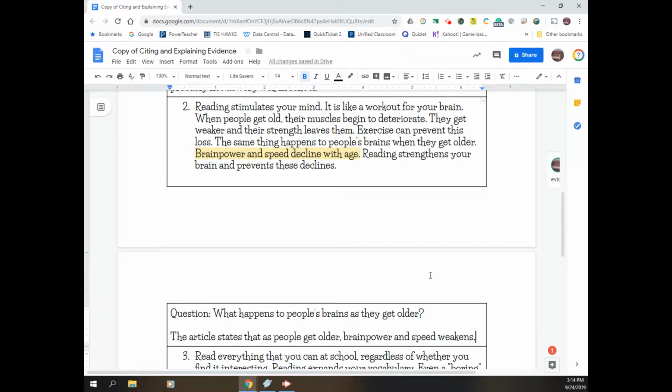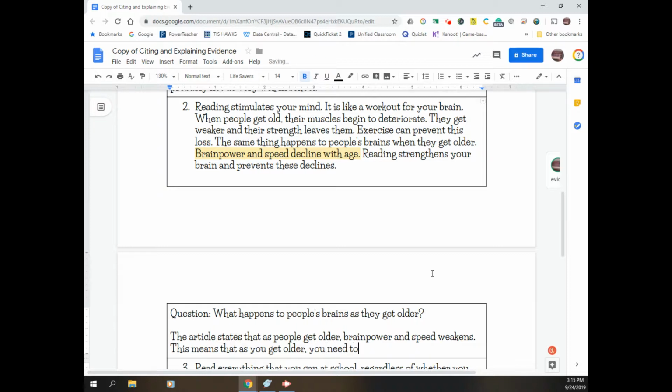Now we have to explain this. What the heck does this mean? The article states as people get older, brain power and speed weakens. What does this mean? This means we're talking about getting older. So this means that as you get older, what do you need to do? What do you need to do to not let this happen to you? You need to exercise your brain by reading more often.